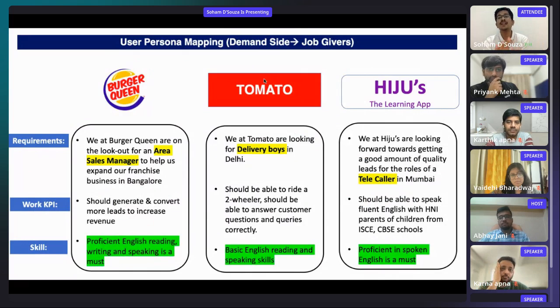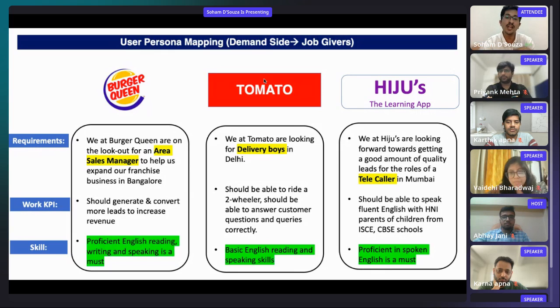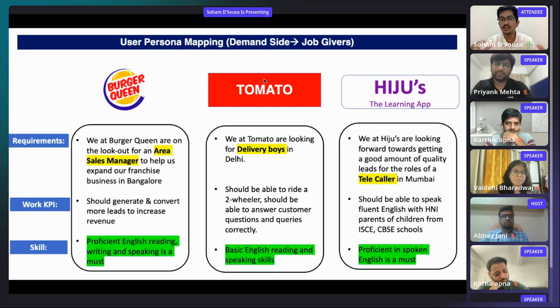Now, it's also important to analyze the user persona archetype from the demand side. So I took three examples: Burger Queen, Tomato, and Haiju's. Burger Queen is looking for a sales manager who is proficient in English reading, writing, and speaking. Tomato is looking for a delivery agent. He should not need great English skills, but should be good in basic English reading and speaking. And Haiju's is an edtech company looking for telecallers who can call parents, because edtech is a premium segment. They're looking for people who are really proficient in English who can call HNI parents in the country. So these were the demand and supply sides.